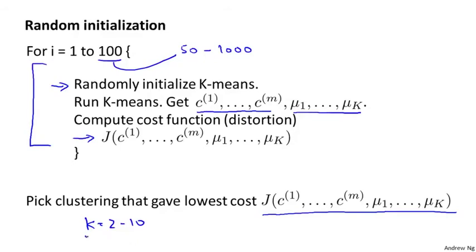But it's really in the regime of when you have a relatively small number of clusters, especially if you have maybe 2 or 3 or 4 clusters, that random initialization could make a huge difference in terms of making sure you do a good job minimizing the distortion function and giving you a good clustering.